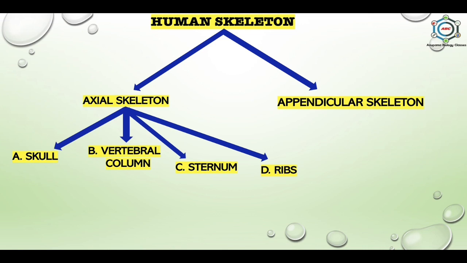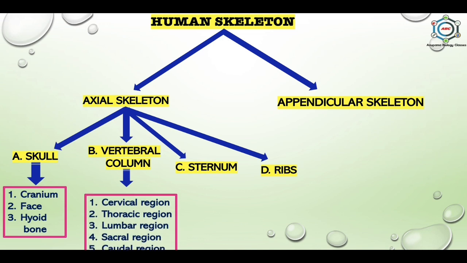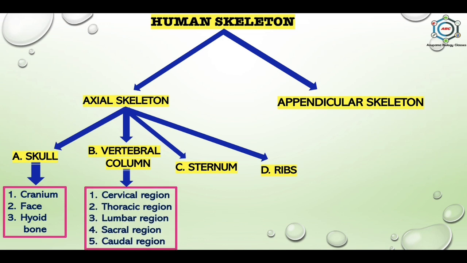In these structures, the skull is divided into the following parts: the cranium, face, and hyoid bone. The vertebral column is divided into the cervical region, thoracic region, lumbar region, sacral region, and caudal region.